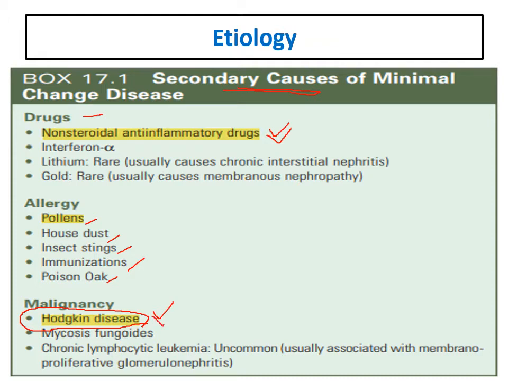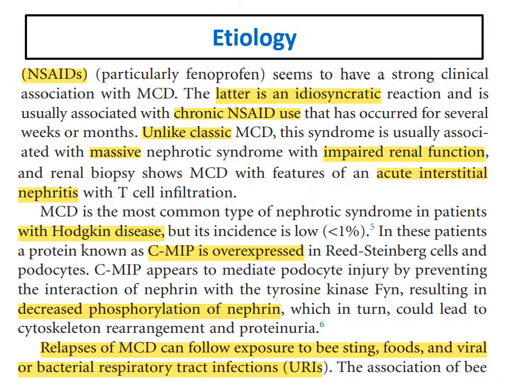This is a very important slide in our clinical practice and also in exams. Very important. Secondary causes for each glomerular disease, you should know it by heart. If I ask you what are the secondary causes for minimal change, you should tell me: non-steroidal anti-inflammatory drugs, Hodgkin disease, and allergy or atopy. Now let's talk in more details about these secondary causes.